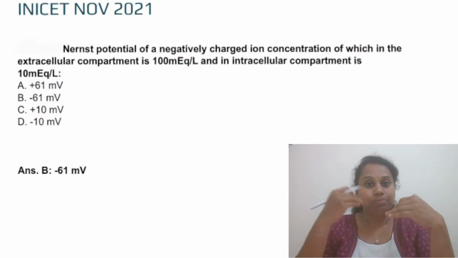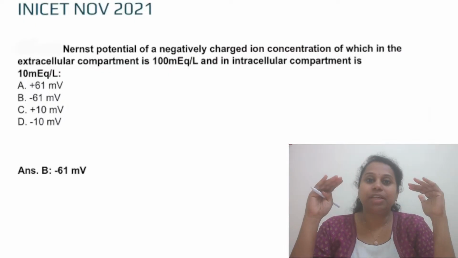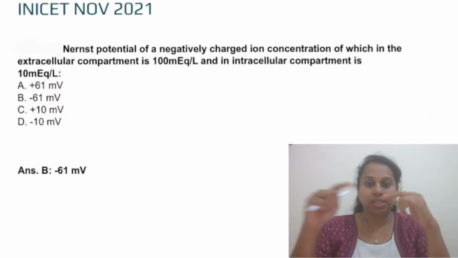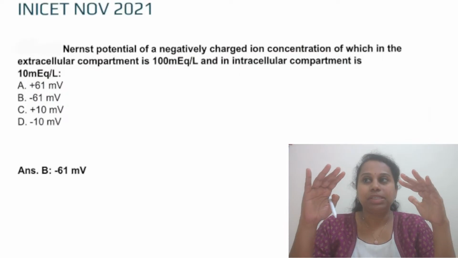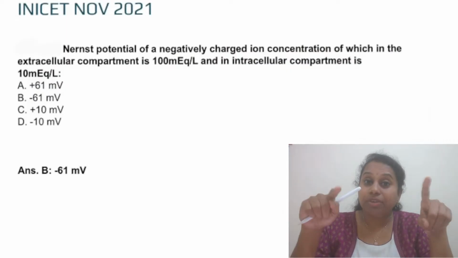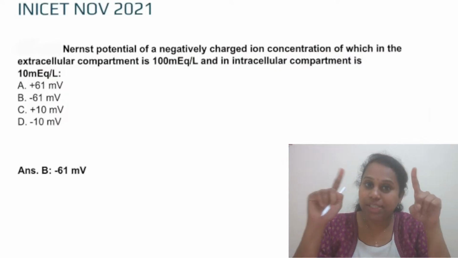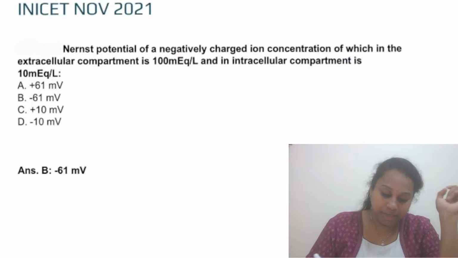All ions keep moving across the cell. Why are ions moving? To reach the equilibrium potential. All ions keep moving just to reach the equilibrium potential. Once they reach the equilibrium potential, the movement of the ion will stop. So every ion moves in order to reach its equilibrium potential. And that equilibrium potential can be calculated by using the Nernst equation. What is the Nernst equation?